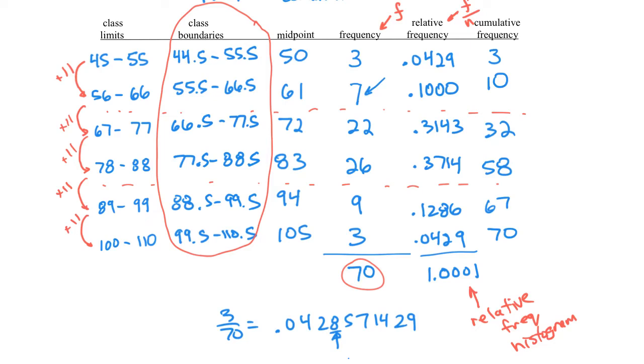And we use this last column here to make what's called an ogive, or a cumulative frequency curve. And we use this frequency column to make our histogram. So mainly what I concentrate on making is a histogram, where we use this frequency column.